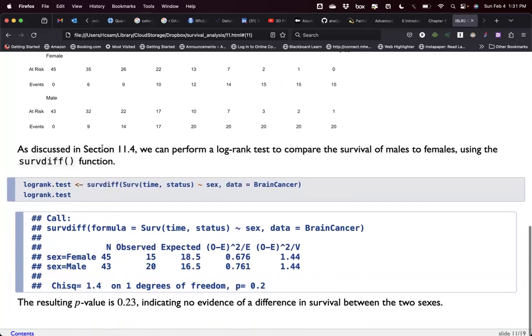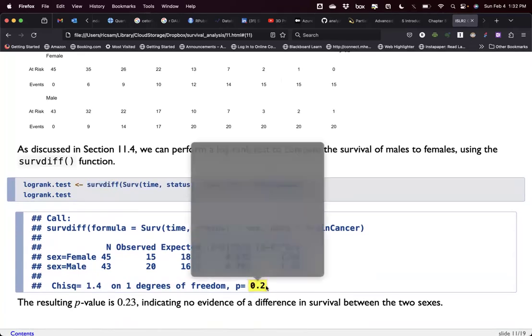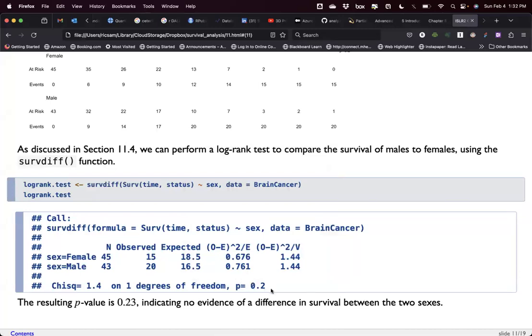As we discussed in the section, we perform a log-rank test, which is the one providing that p-value, and we can do it in R with the function survdiff. We get the log-rank test output, with a rounded p-value of 0.2. This is similar to a contingency table analysis, a chi-square analysis, where we derive the p-value from the observed and the expected values of each of the groups.